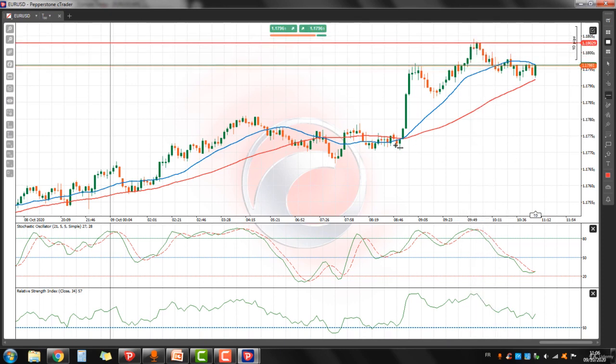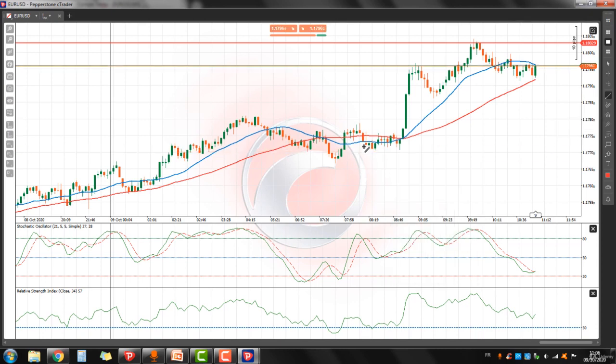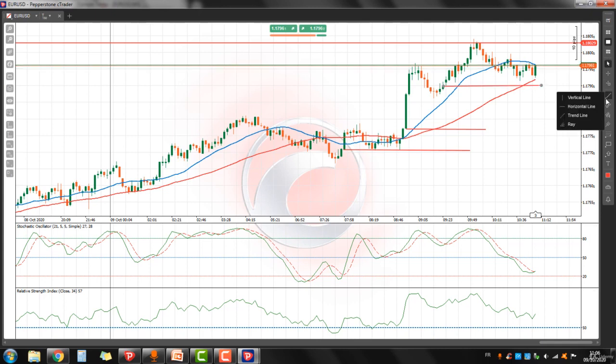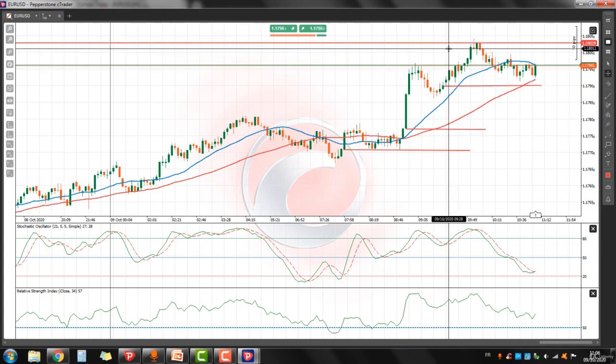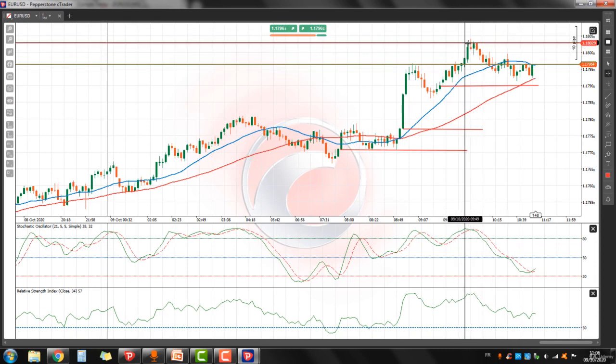Okay, so we have the first trade here, we have the second trade here, we have the third trade here, and we will close our trades at this zone of resistance.